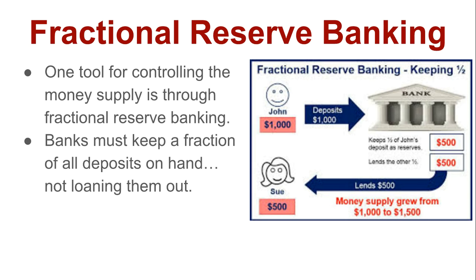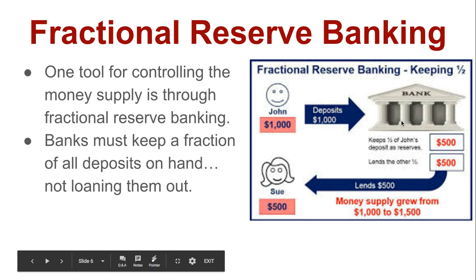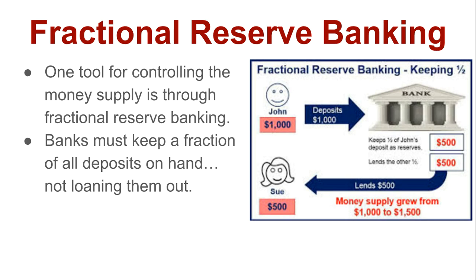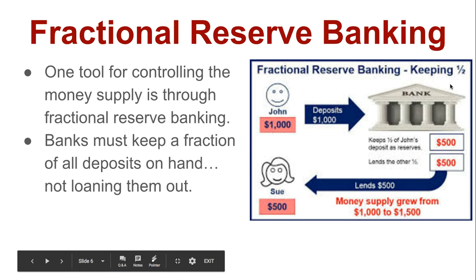See, banks have to keep a fraction of all deposits on hand. Okay? They can't loan out every dollar that somebody deposits into them. So if John deposits $1,000 into the bank, the bank has to keep some portion of that and not loan it out. In this diagram, we're looking at a fractional reserve of 50%. That is, the bank would have to keep half of it in the bank and loan the other half out. If they loan the other half out to Sue for $500, we now have this system that allows banks to loan. That's their business.